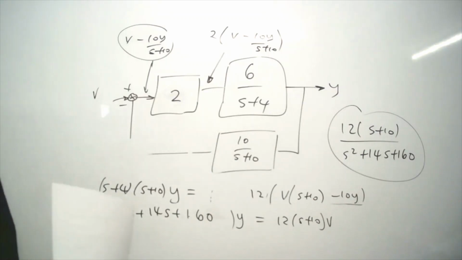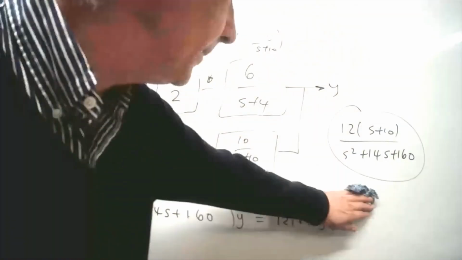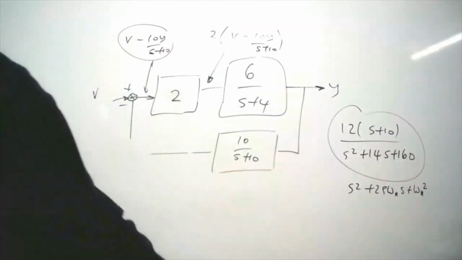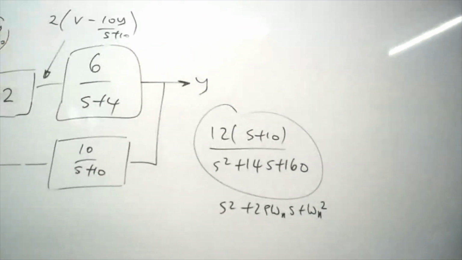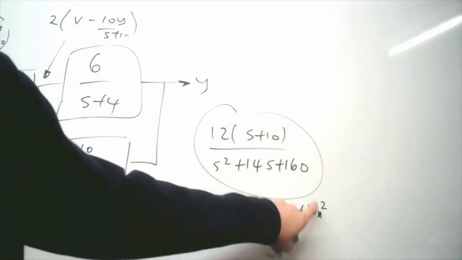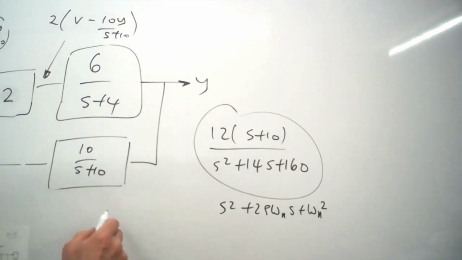So there's my simplified transfer function. I've simplified this down to this, and this is going to be the same now as my classic second order system equation, which is s squared plus 2 zeta omega n s plus omega n squared. So you've got to remember this equation now. You can say that omega n squared is 160 and 2 zeta omega n is 14. So that gives you some equations to solve then.